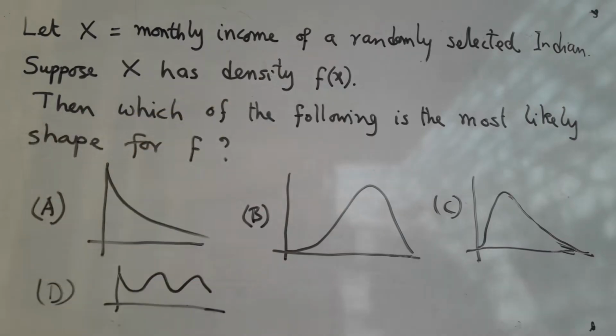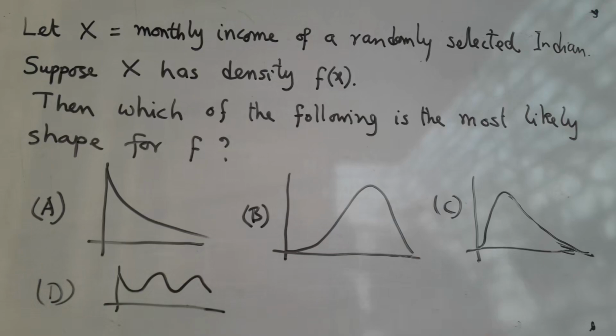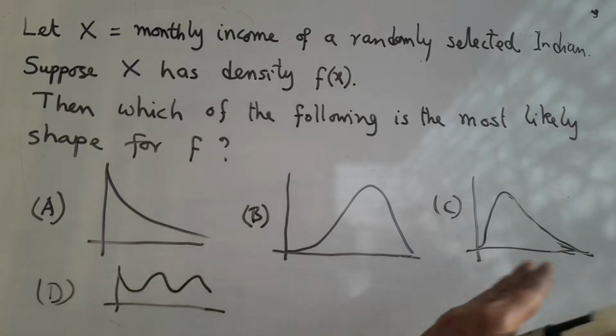Suppose x has density f_x. Now just keeping in mind the physical interpretation of density, which one of these pictures is the most likely shape for f? So I am showing income here and I am showing the density in the vertical axis.